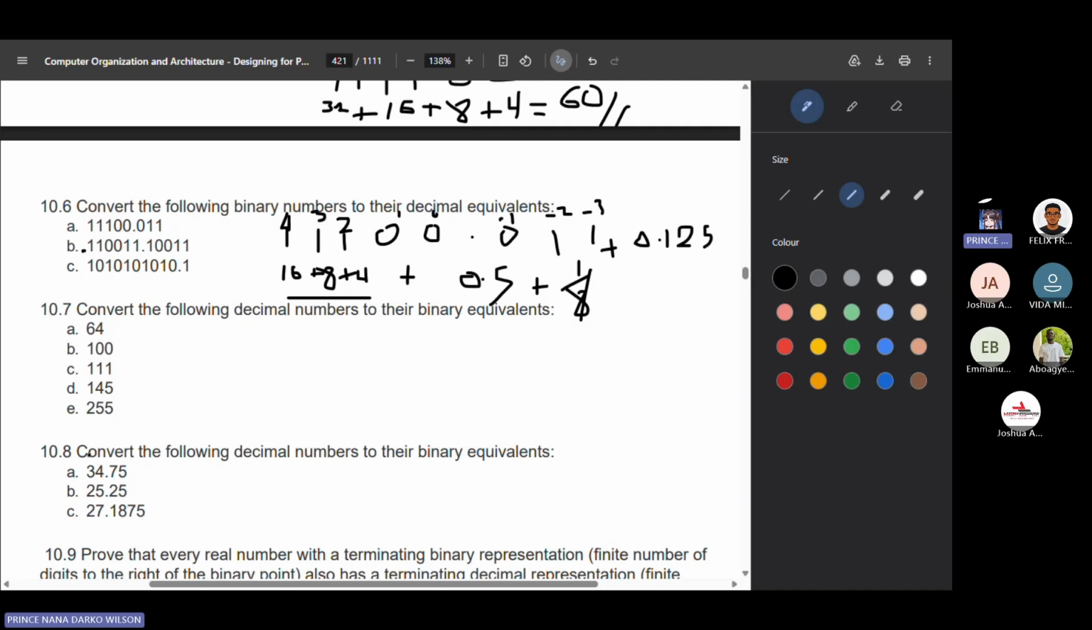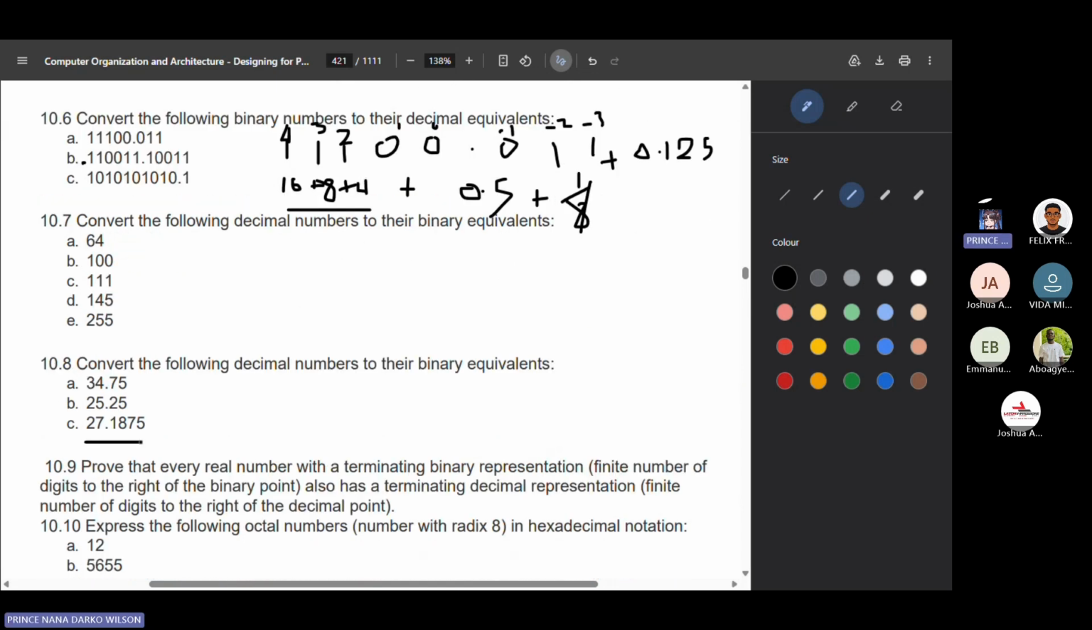So look at this one too. It says we have to convert the following decimal numbers to their binary equivalent. So let's tackle this one right here first. We have 34.75, and we have to convert it into its binary equivalent. We already know how the whole number part goes. You divide it repeatedly by 2.